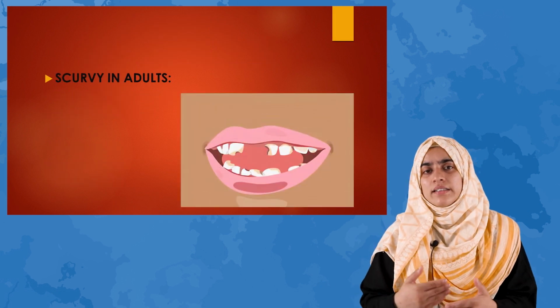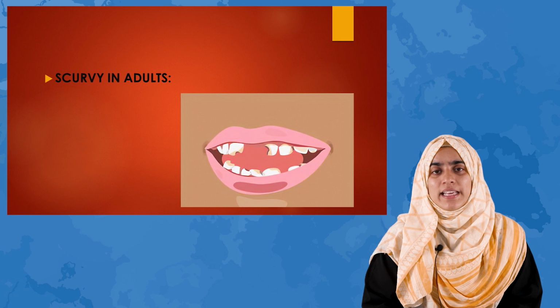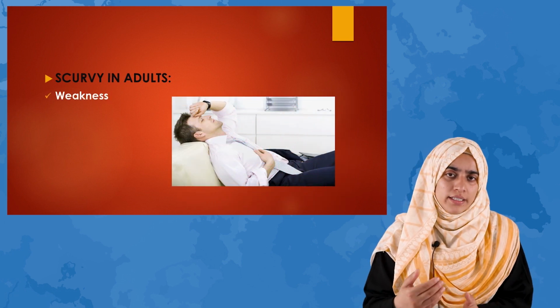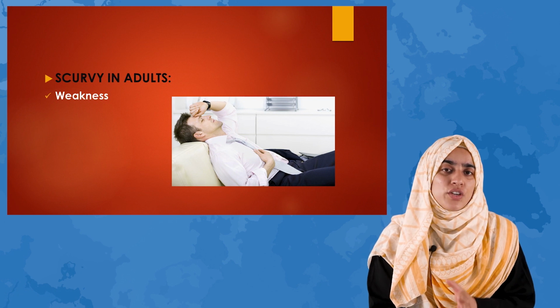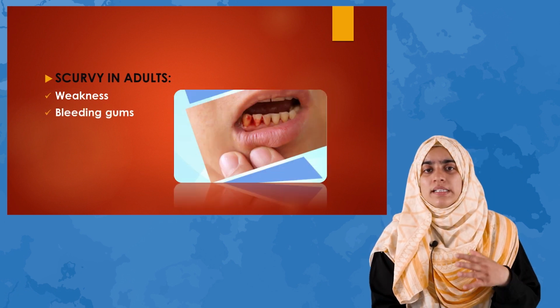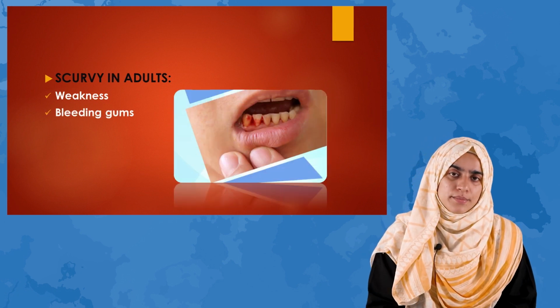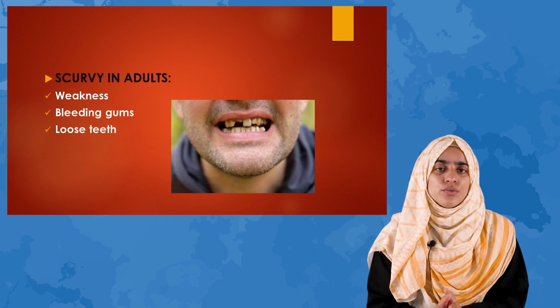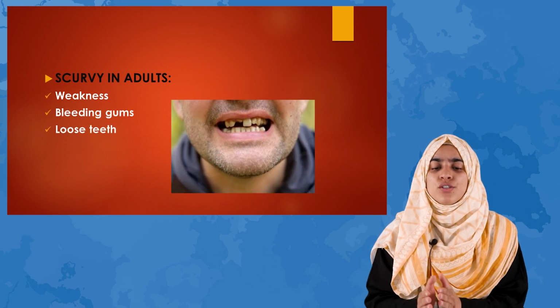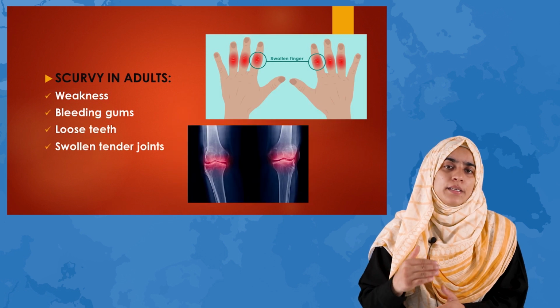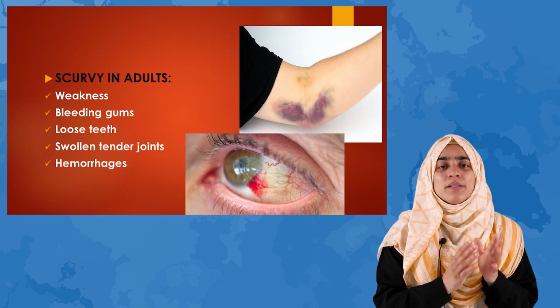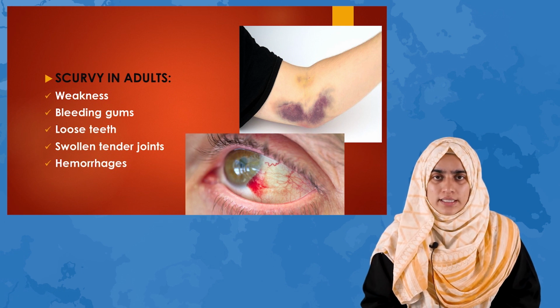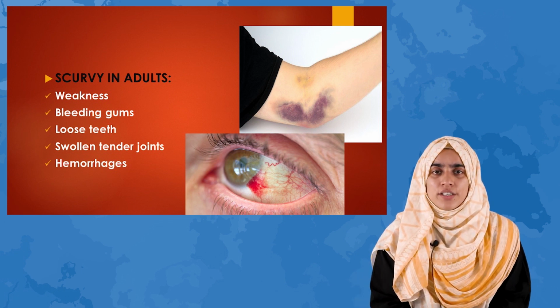it may lead to the death of an infant. Scurvy is also present in adults. In adults, scurvy is manifested as general weakness, spongy bleeding gums, and loss of teeth with dissolved dentine. There will be swollen tender joints, and again, there will be hemorrhage under the skin or in various tissues.